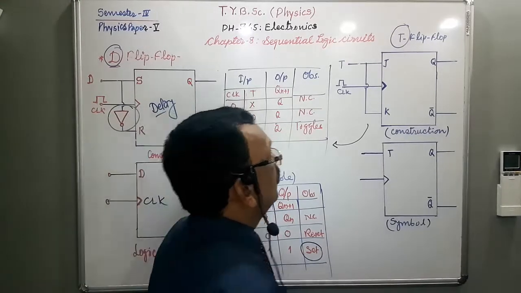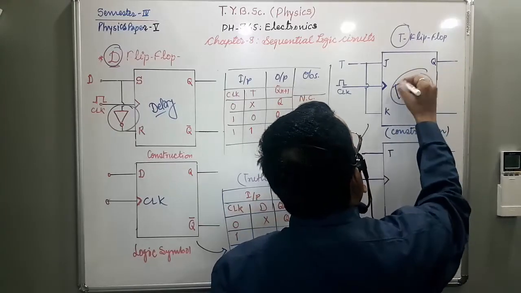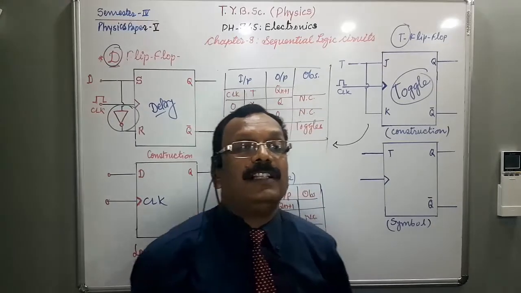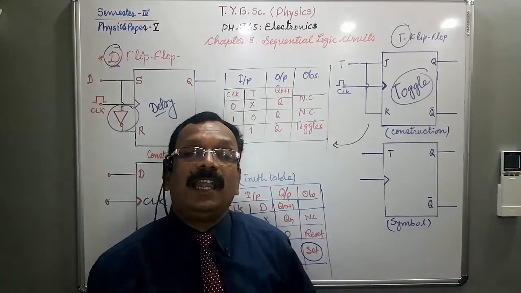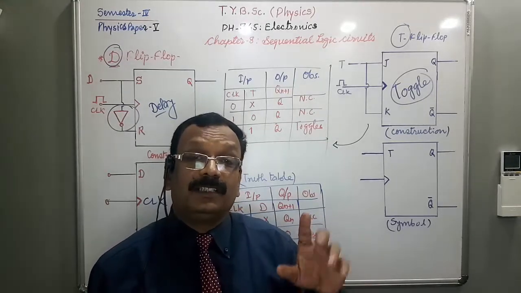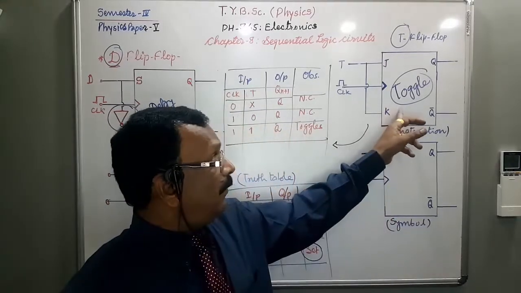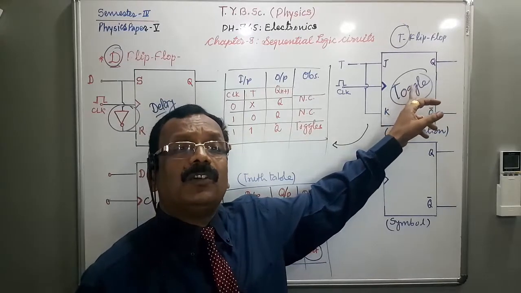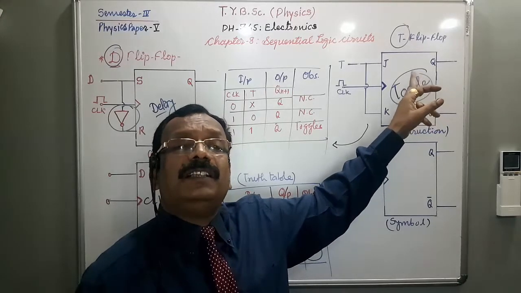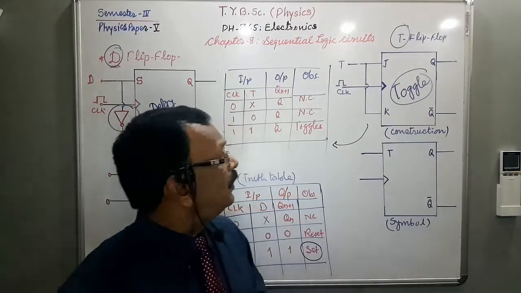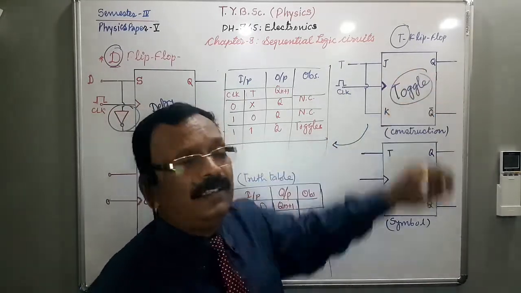The T flip-flop is also called a toggle flip-flop. Why? Because the state changes with each clock pulse. So this T flip-flop is illustrated by this figure.